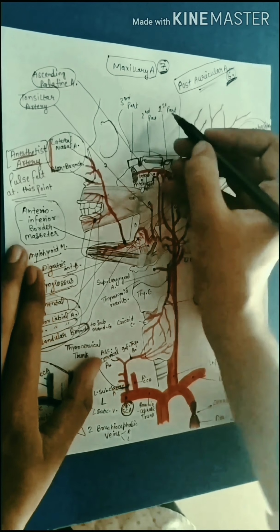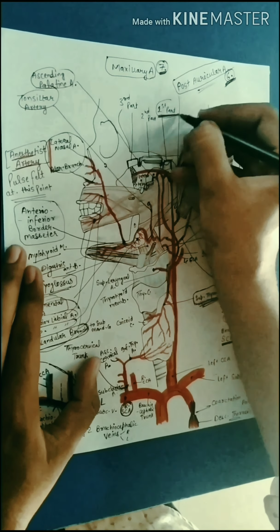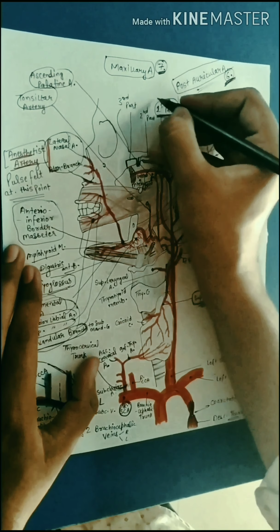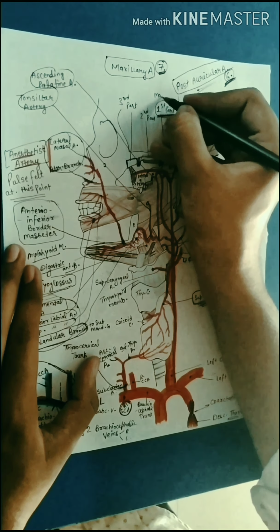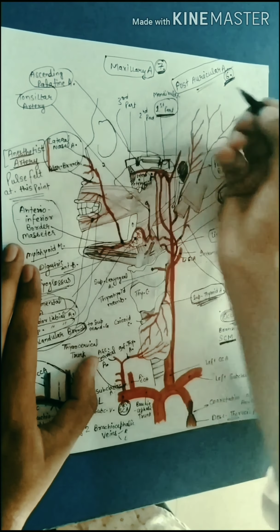That's why it is designated as the mandibular part. I'm not going into the detail. I will take a separate lecture for the maxillary artery, right? So this is the first part, second part, third part. Yes, okay, I was telling you about the lateral pterygoid muscle.